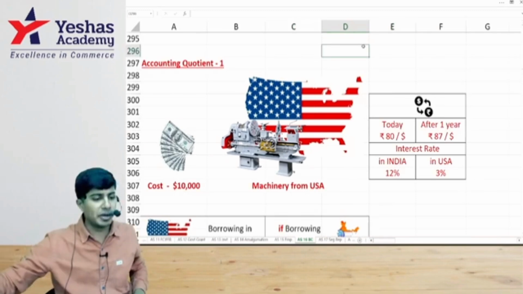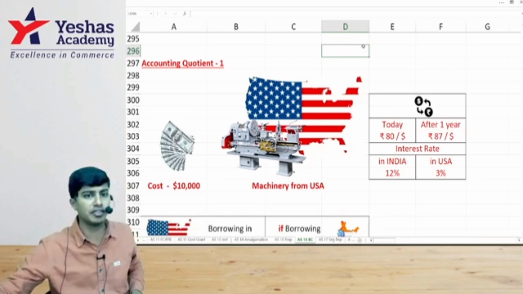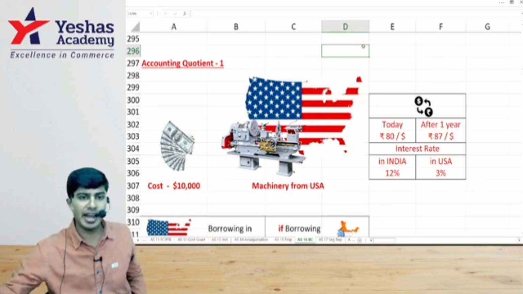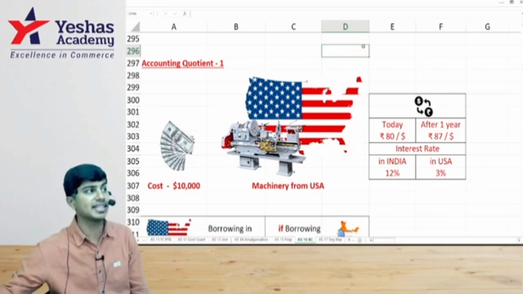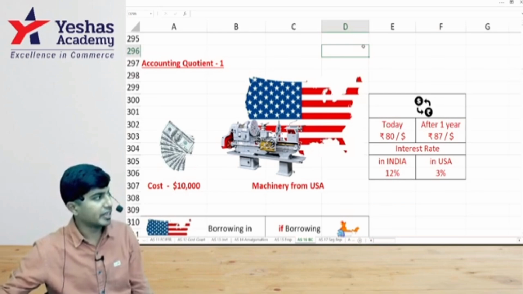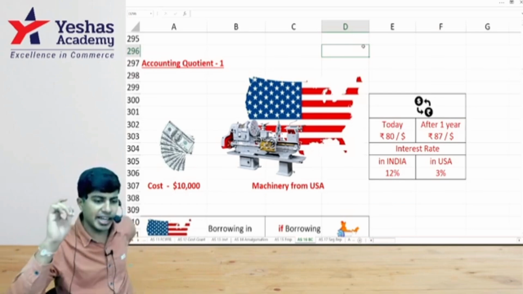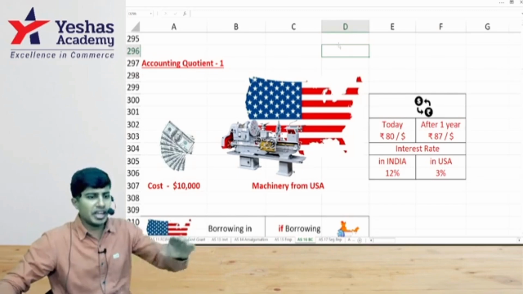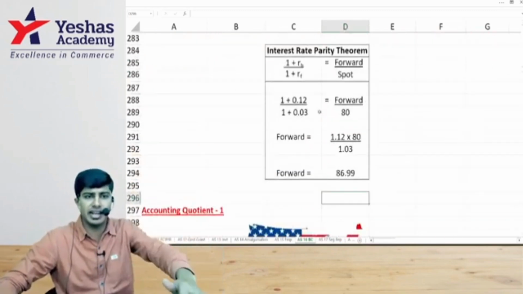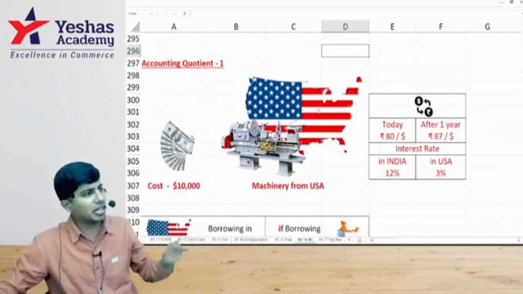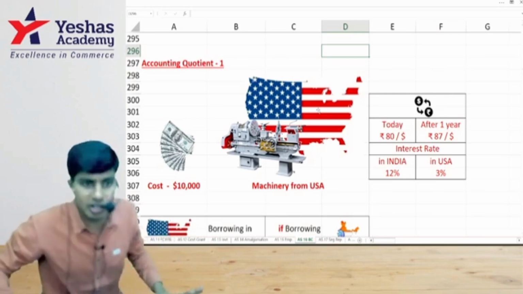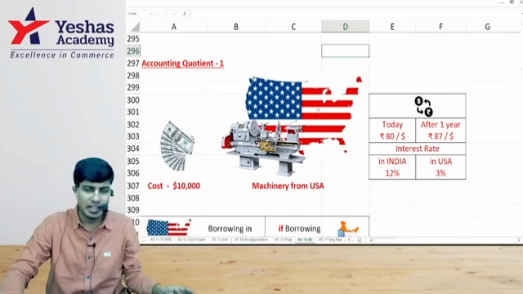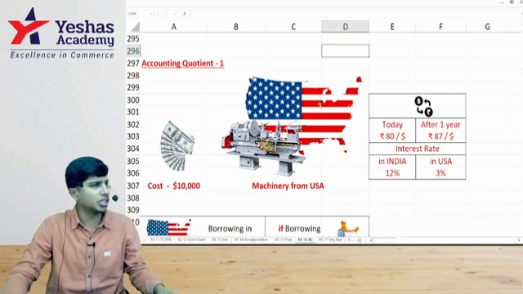There is a machine that we purchased from USA at a cost of $10,000. The day we buy it, the exchange rate is 80 rupees per dollar. At the end of 1 year, the exchange rate is 87 rupees per dollar. The interest rate in India is 12%. The interest rate in USA is 3%. Now, we are keeping this entire IRPT aside and still doing the borrowing cost. I'm telling you both are the same, but without using the concept of IRPT, how will it sit? I hope everyone has understood the question.